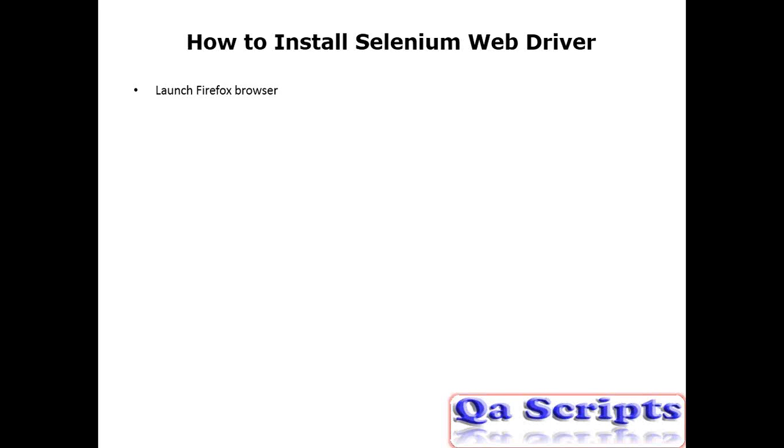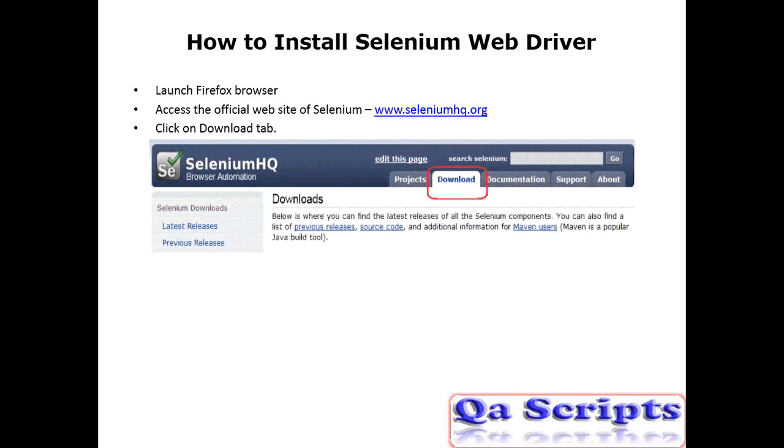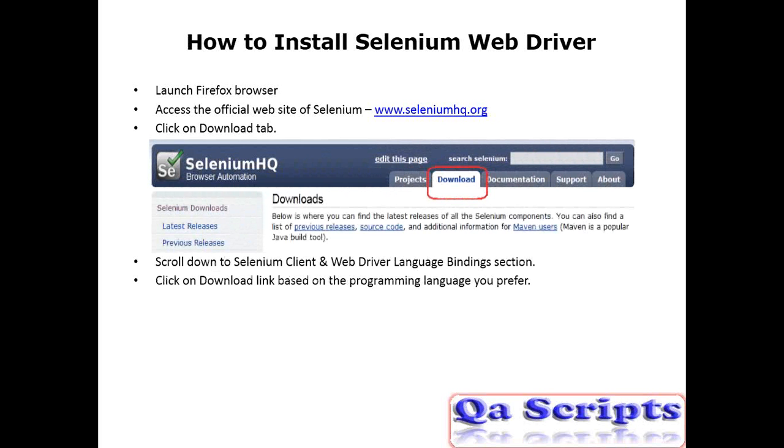Then how are we going to download the APIs of Selenium WebDriver? Here we are going to look at that. After launching the Firefox browser, you need to access the official site of Selenium, that is seleniumhq.org. Once you navigate to the page seleniumhq.org, there will be a button called download. Click on the download tab. After clicking on the tab, you need to scroll down.